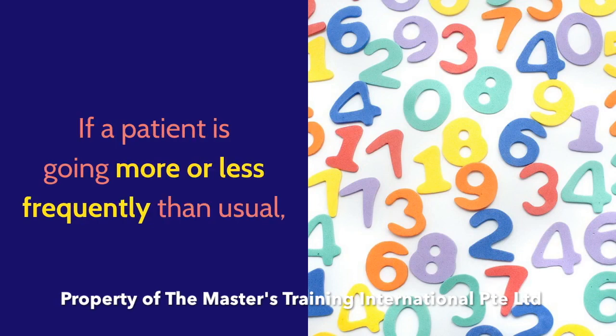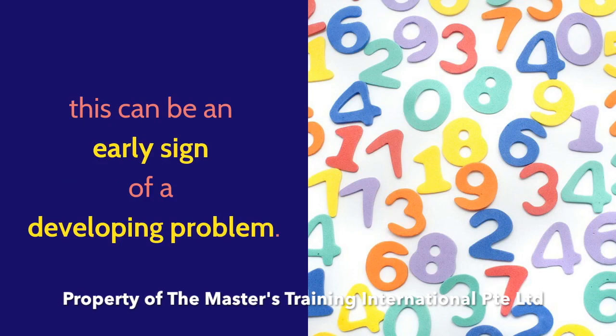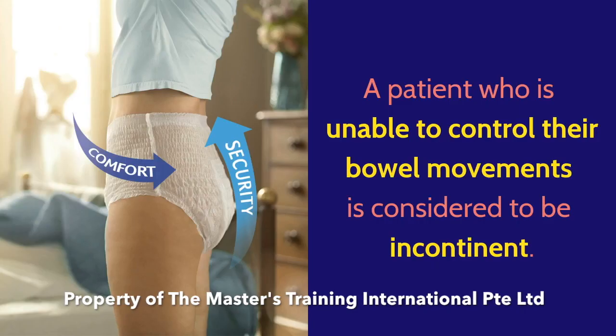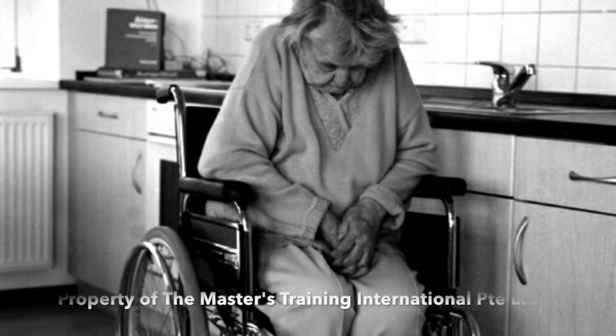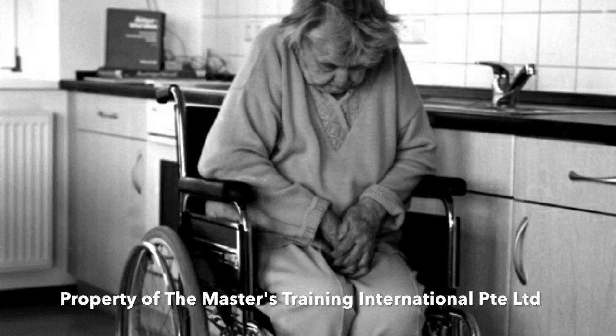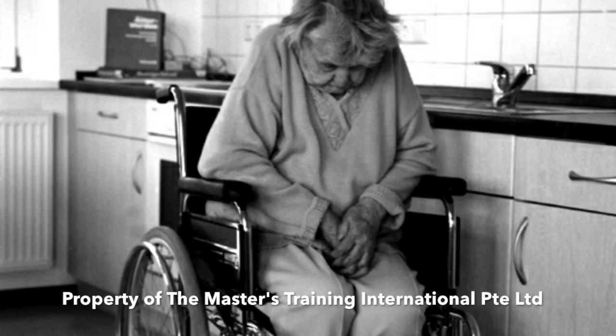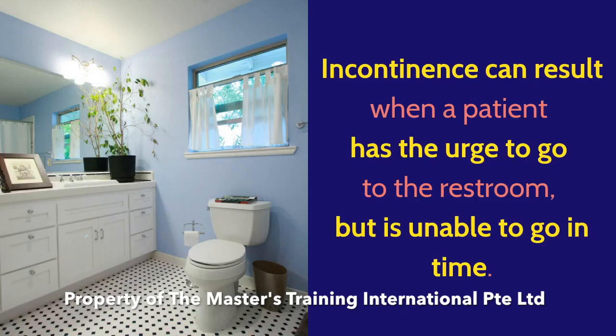If a patient is going more or less frequently than usual, this can be an early sign of a developing problem. A patient who is unable to control their bowel movements is considered to be incontinent. The inability to control gas or stool is incontinence. Incontinence is a symptom of another illness. It is not an illness itself. Incontinence is not life-threatening, but it can have a major impact on a patient's emotional and mental health, as well as their self-esteem.